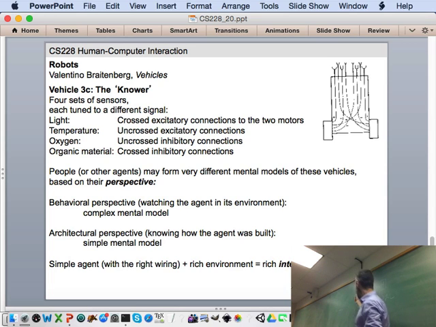So as we move forward and start to build robots, but also as we start to build software for devices which are interacting with the world, as good HCI designers, we want to think about how we can exploit the device's interaction with its environment. And if we think carefully about that interaction, we can usually build a relatively simple device that does what we want it to do. We don't have to build the complexity inside the device.